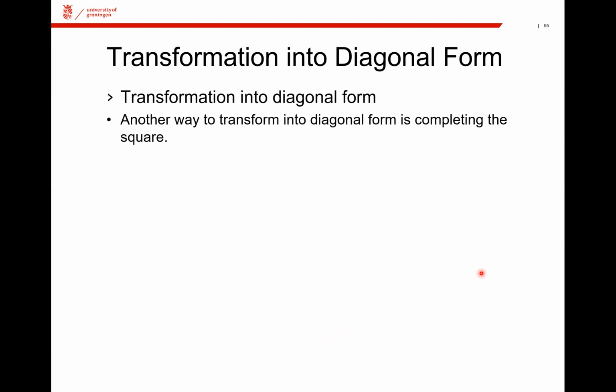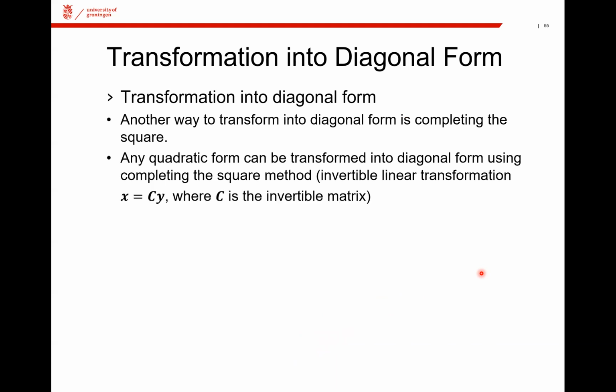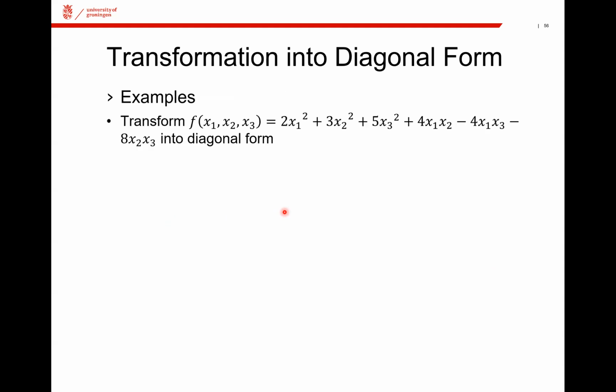And another way to transform into diagonal form is completing the square. Any quadratic form can be transformed into diagonal form using the completing the square method. So in this method, an invertible linear transformation will be used. And C here is the invertible matrix.